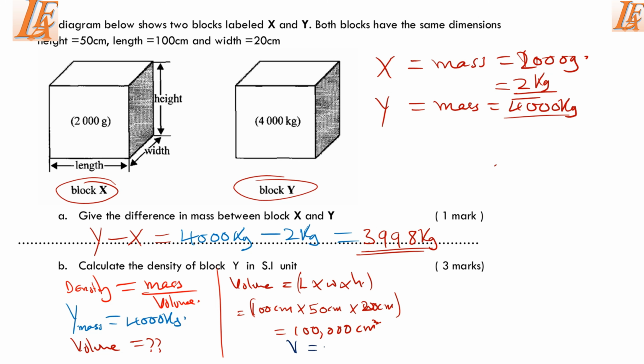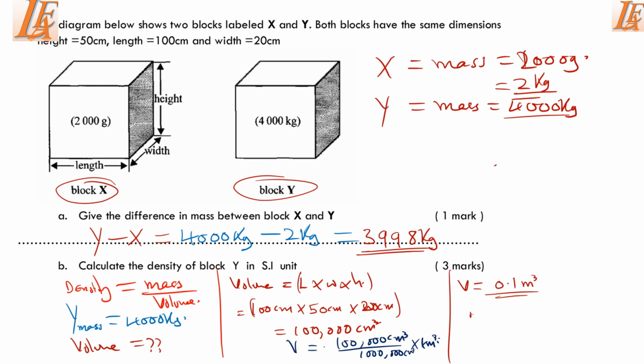But now if we convert this one into SI unit, that is cubic meter, then this volume is going to be 100,000 cubic centimeter divided by 1 million, cubic centimeter times 1 meter cubed. Then in this case, our volume is going to be 0.1 cubic meter.